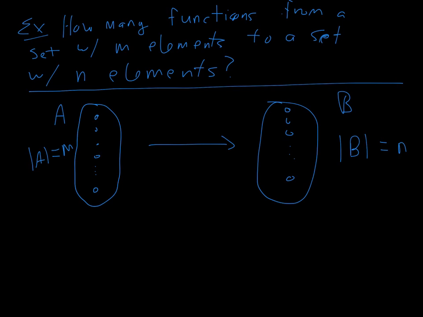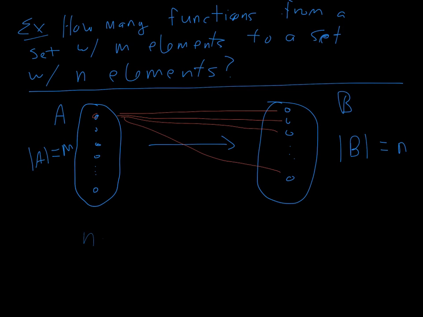So how can I count how many functions there are? Well, look and see how many choices you have for the elements. So this first element in A, this guy right here, can get sent by the function to this first element in B. I can send it to the second element in B, the third element in B, and so on and so forth. Or I can send it to this nth element in B. So I have n different places I can map the first element to.